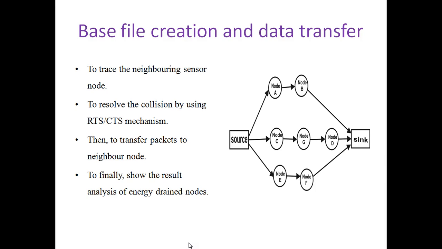In the first module, base file creation and data transfer, the aim is to trace the neighboring sensor nodes. Before that, many sensor nodes are created for transferring packets. Collisions are resolved by using the RTS and CTS mechanism, that is, request to send and clear to send. Then the packets are transferred from source to destination.